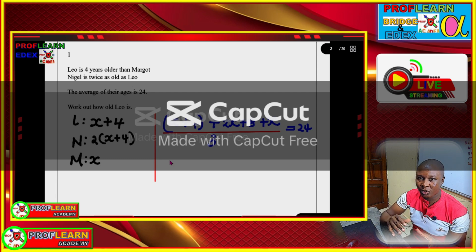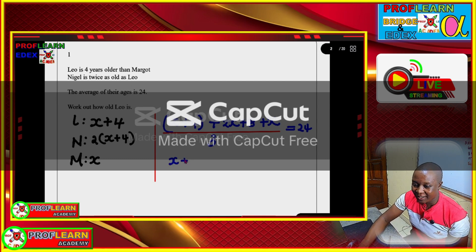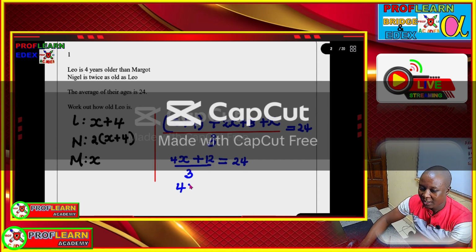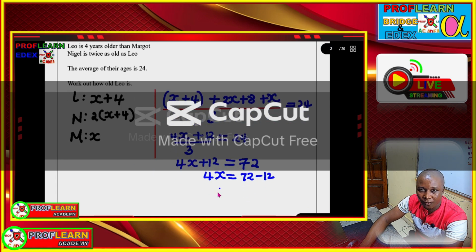So in this particular question, we are learning how to solve an algebraic equation. At the same time, we are learning how to work out the mean, and that is algebra. So we're going to put all the terms together so that we can multiply both sides by 3, and that is going to be 72. So if we take 12 to the other side, we're going to have 4x is equal to 72 minus 12.